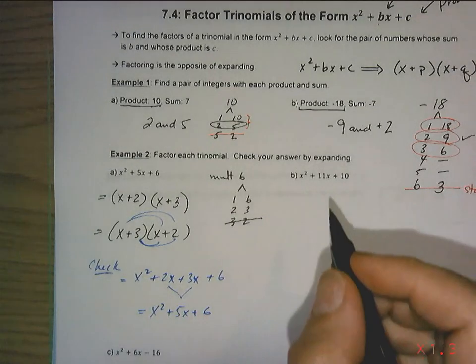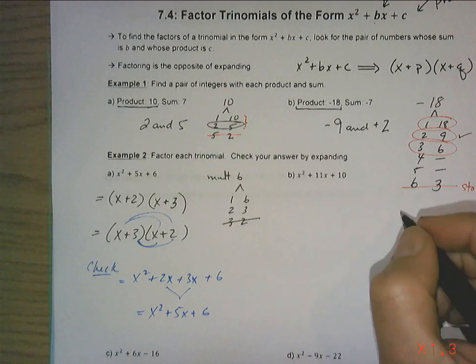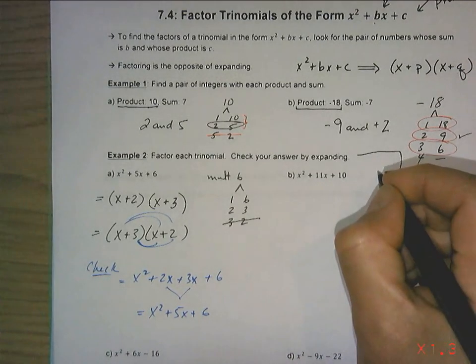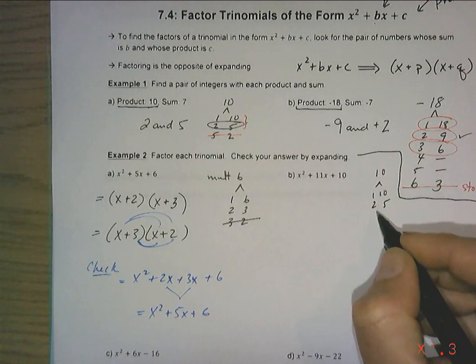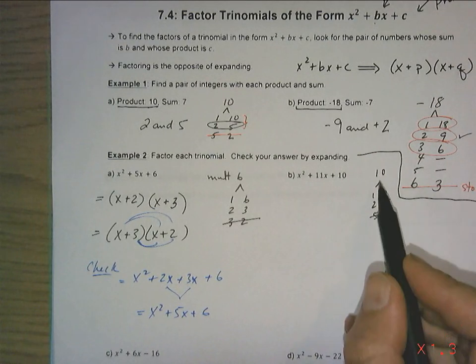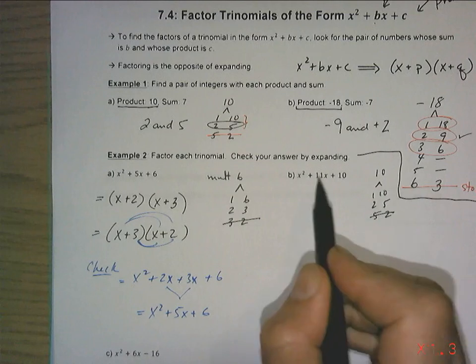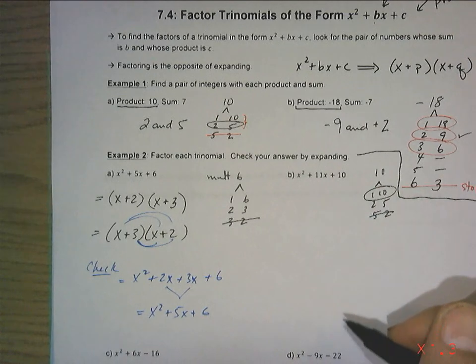So the next one. I'm looking for two numbers that multiply to give 10. So 10: 1 and 10, 2 and 5, 3 does not go evenly, 4 does not go evenly, 5 and 2. So if this factors, I'm going to use 1 and 10 or 2 and 5. 1 and 10 will sum to give me 11. That's what I'm going to use.